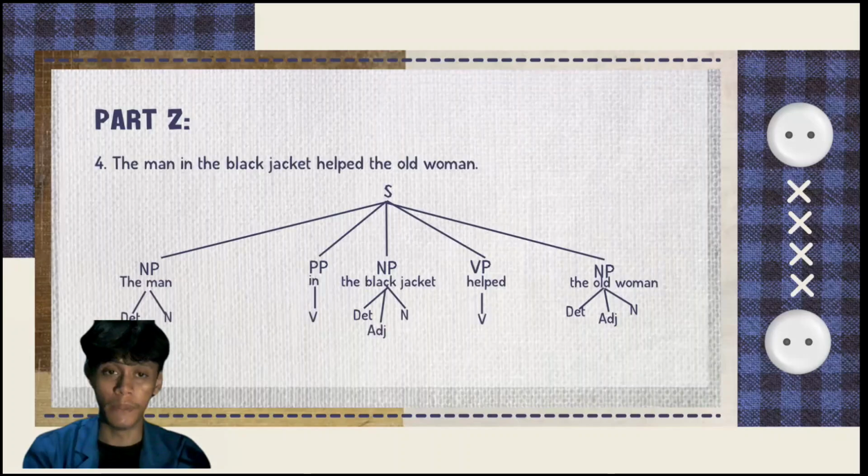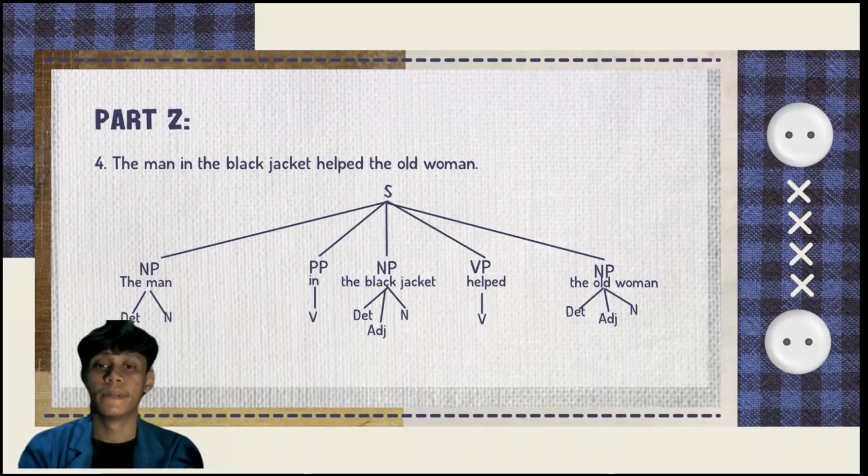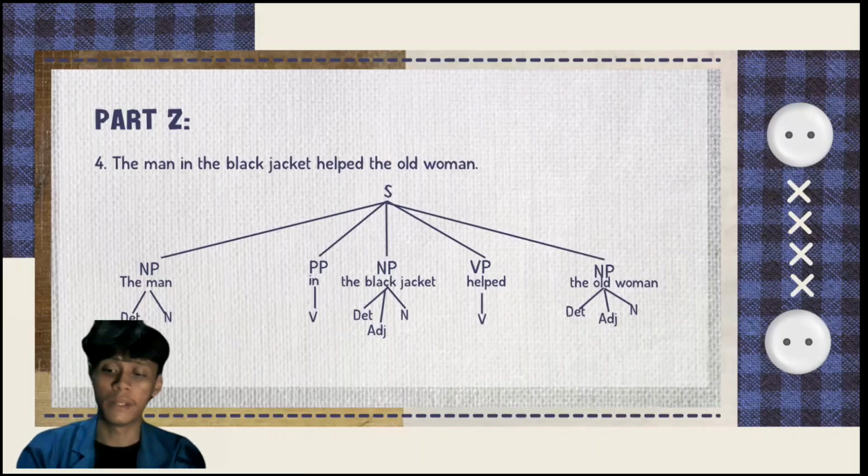Number 4: the man in the black jacket helped the old woman. Noun phrase: the man, determiner and noun. And then prepositional phrase: in is a preposition. The black jacket is a noun phrase, determiner, adjective, and noun. Helped is a verb phrase. The old woman, noun phrase, is determiner, adjective, and noun.